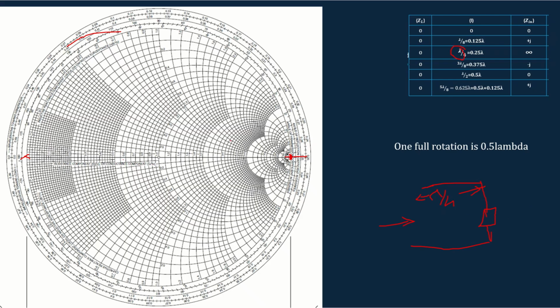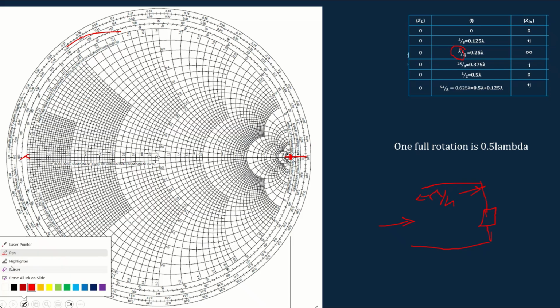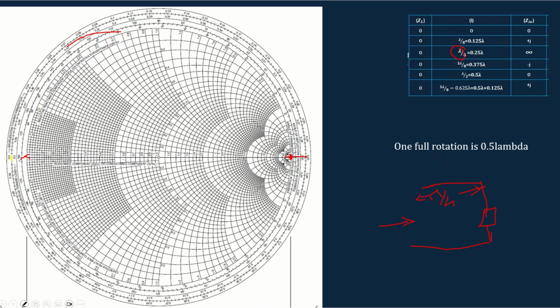So here you can see that if you trace along this path, that is from 0, it is 0.25 here, and 0.36, 0.4, it will end at 0.48, 0.49, 0.5. So the complete circle of this wavelength towards generator is half wavelength. So it will start from 0 and end at 0.5. So the complete rotation is 0.5 lambda.